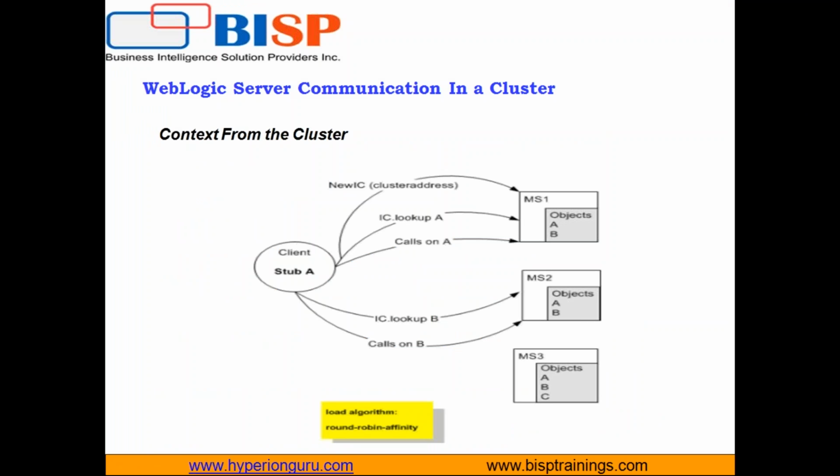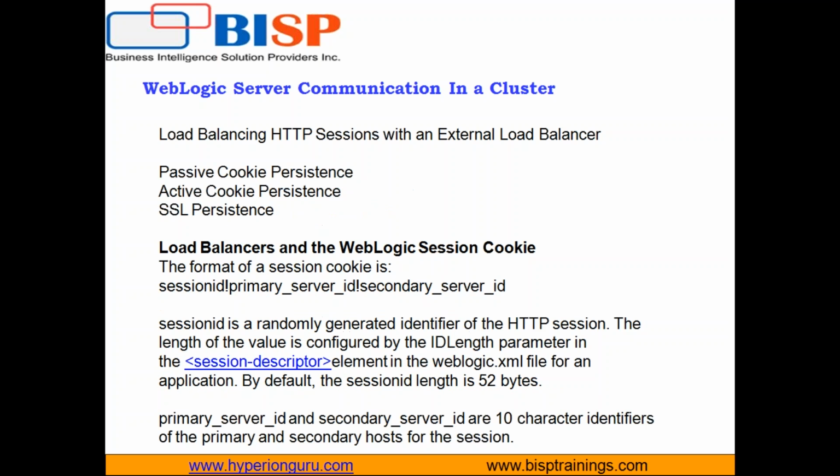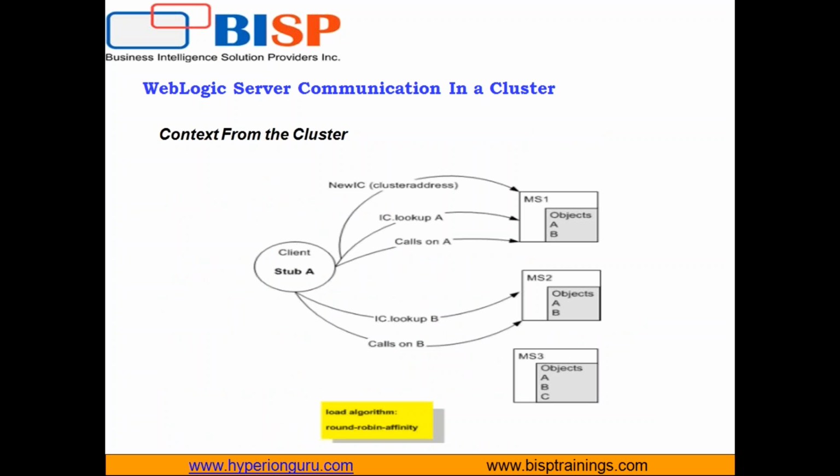Okay, so for context for a cluster, this is for your EJBs and RMI objects. If you have any EJB, Enterprise Java Beans, or RMI objects, how will they be clustered? Let's say there is a stub, stub A, which will check for a cluster address. Let's say it found that there is MS1. It will do a lookup first for the objects. Let's say it is looking for A. It first looks up for this and then calls on it.